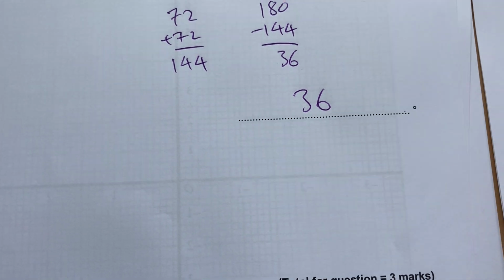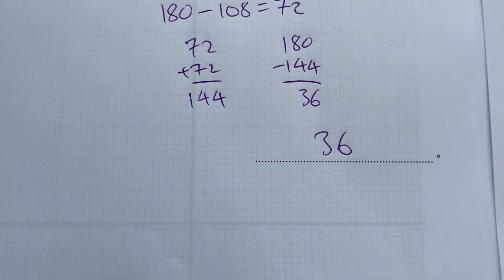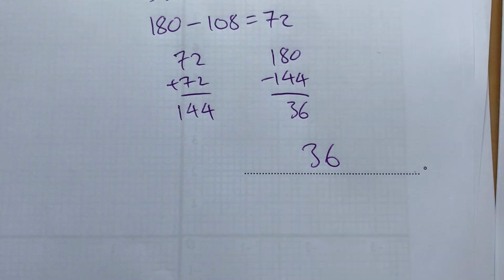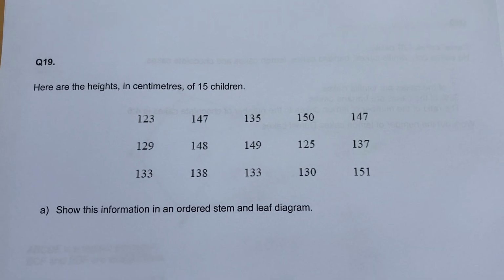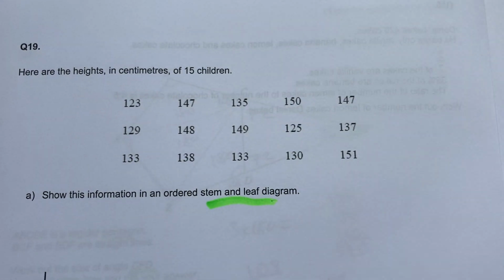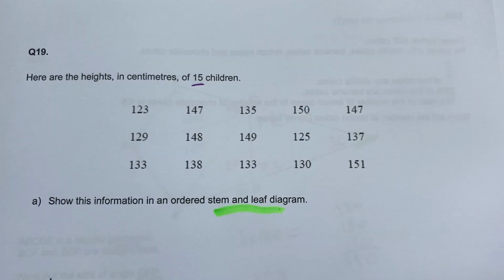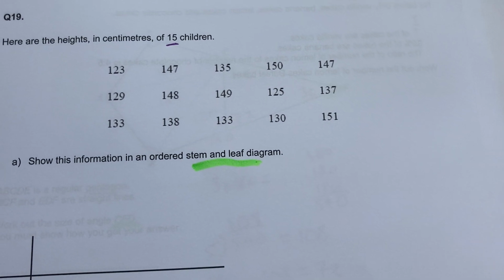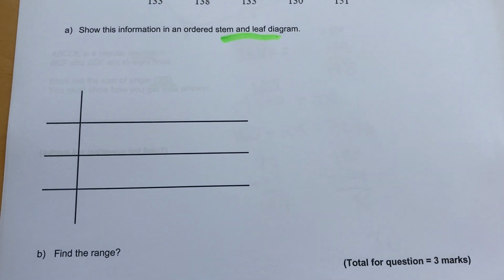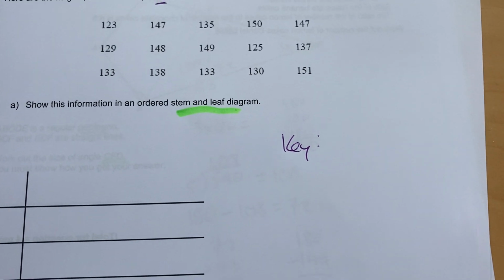Okay, one last question to look at for this non-calculator paper is question 19 about stem and leaf diagrams. They give us 15 data points about the height of children, and we've got to put them into an ordered stem and leaf. They haven't put a key here, so the first thing to do is to make sure that you have a key. That's always worth 1 mark.